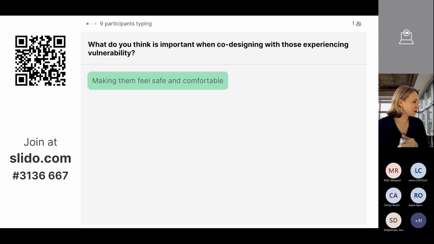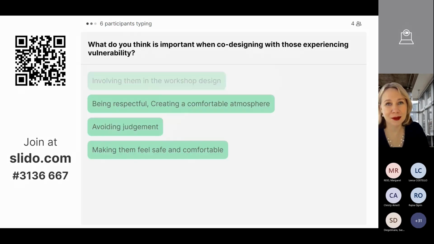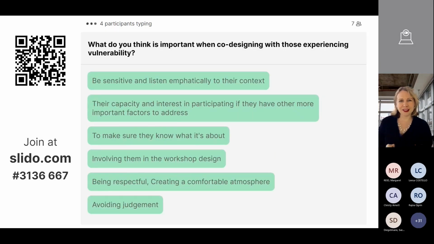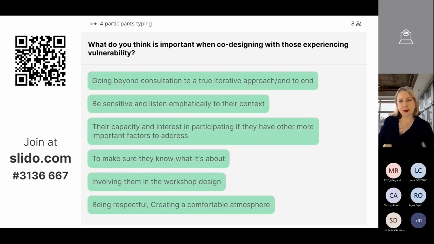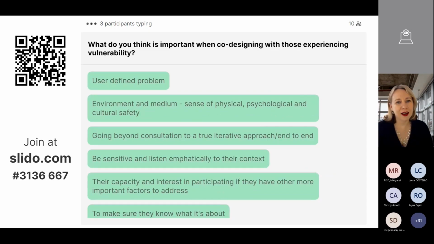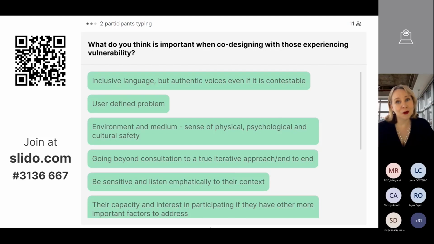So I see we've got one in the chat so far. Knowing what benefits the user would like to see come from the design. Absolutely. Really important to think about benefits from the user's point of view. Involving the user in the co-design, making sure they know what it's about, being sensitive, listening empathetically, knowing their capacity and interest to participate, going beyond consultation to a true iterative approach, absolutely. User defining the problem, thinking about the environment and the medium, inclusive language, but authentic voices, yes.